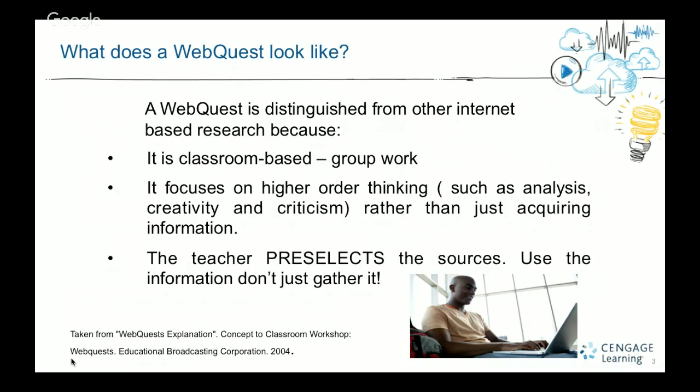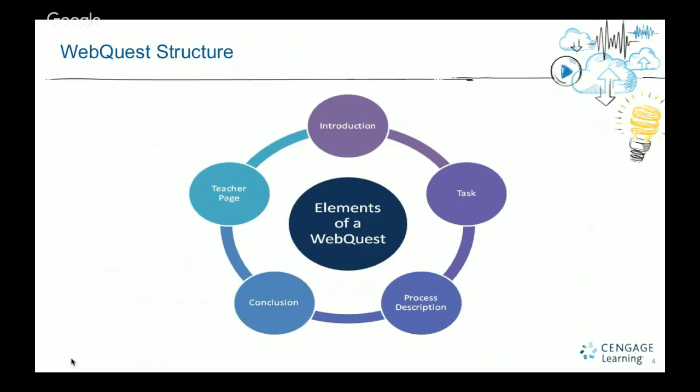This is why the planning part of the WebQuest is truly important, because the teacher has to pre-select the sources. So the students use the information, they just do not gather it, okay? We want the students to use the information that you want them to use, not go ahead and look for it. So that is very important. That is key, that you take note about this and know that you have to do planning work, pre-selecting the sources.